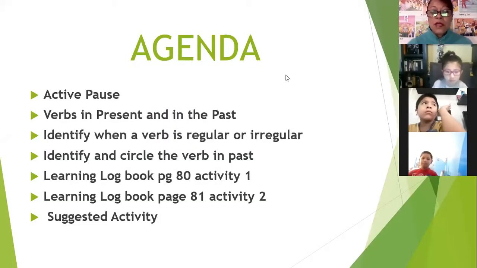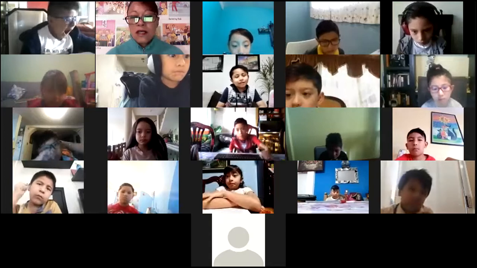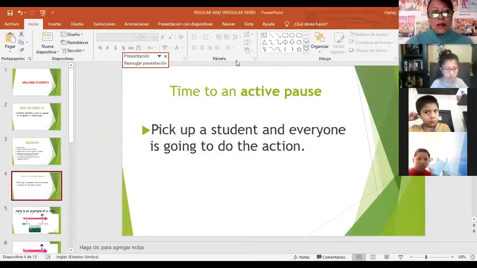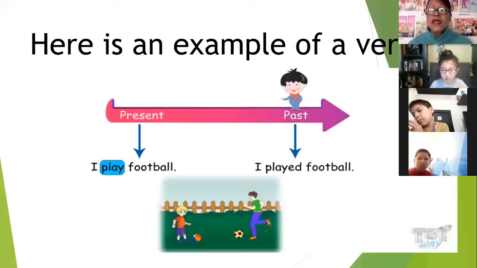Okay, this is our agenda. And now I am going to change the screen. Here is an example of a verb. Look at the screen. This is present. The verb in blue color is the verb that we are going to use in past.